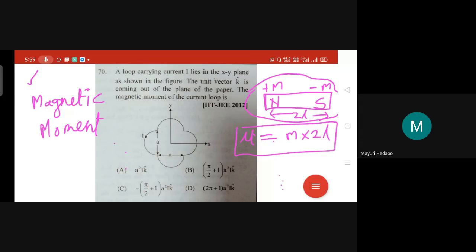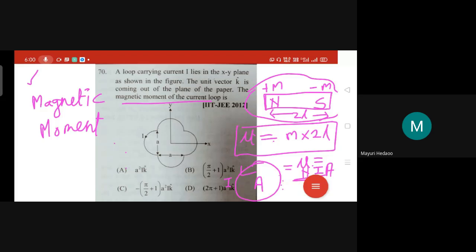A current carrying circular coil is also like a magnetic dipole. If I is the current flowing through the circular coil and A is the area of the loop, then the magnetic dipole moment is given by I into A. It is the product of current and the area of the loop. If the coil has N turns, then it is NIA. So this is about the magnetic moment of the current loop. Remember this expression: magnetic moment of the current loop is the product of current and the area of the loop.